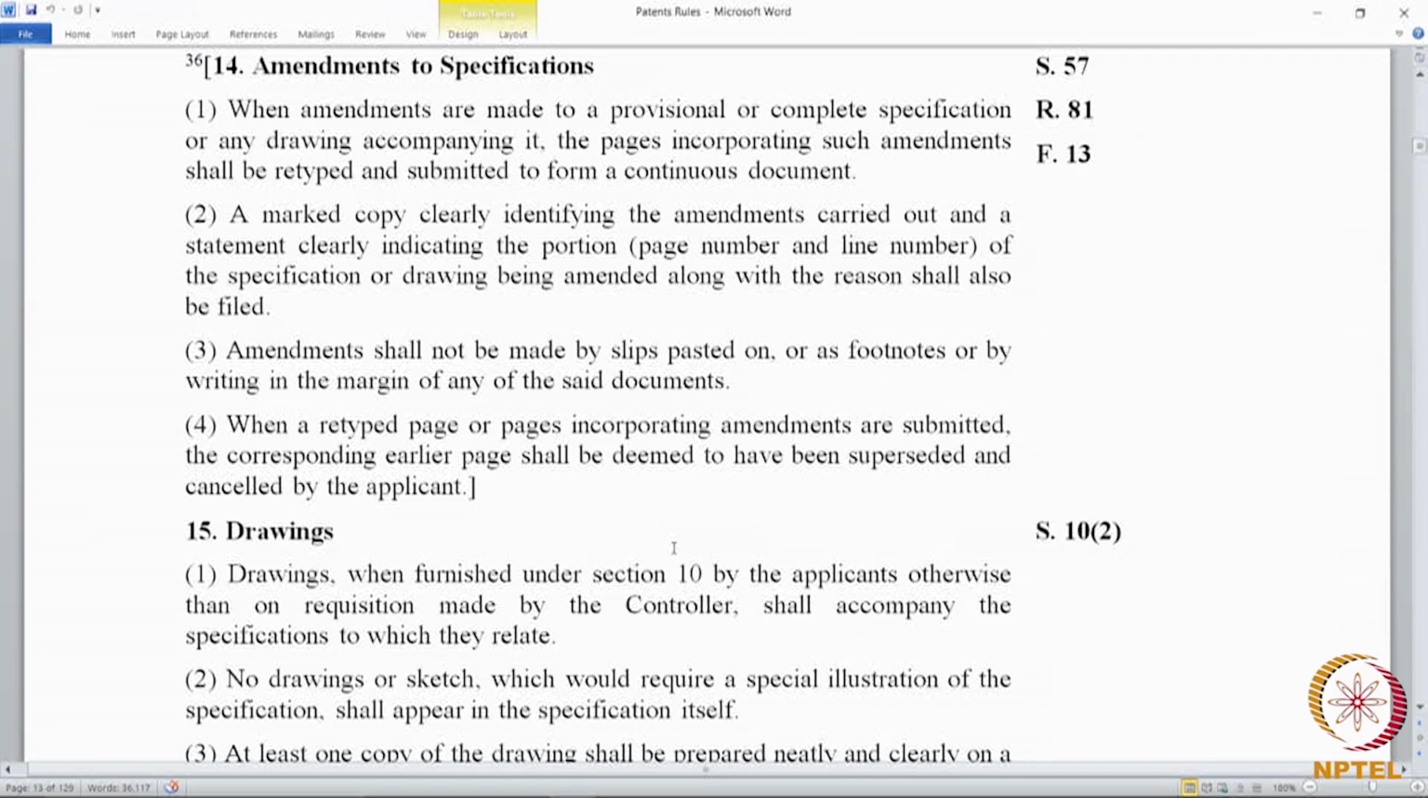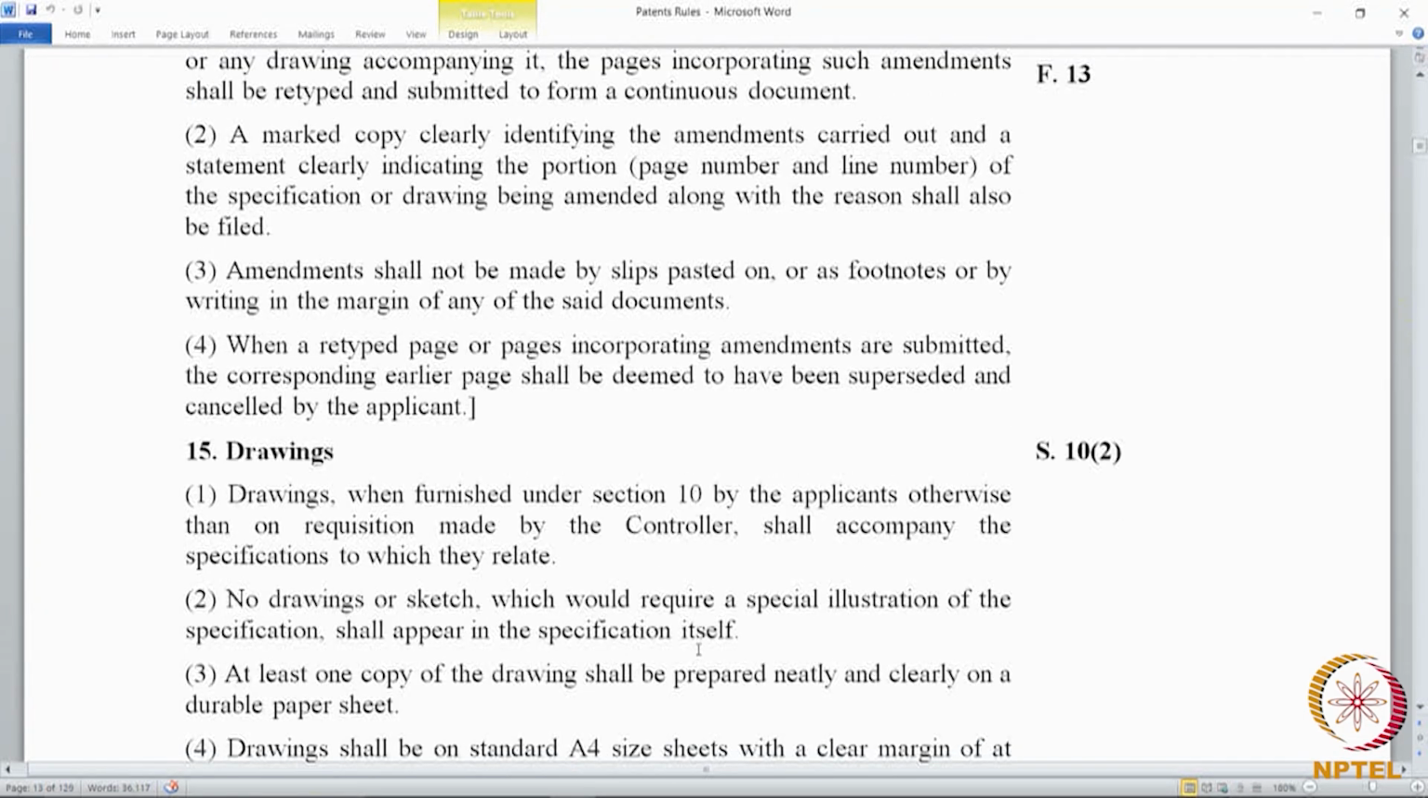14.3 amendment shall not be made by slips pasted on or as footnotes or by writing in the margin of any of the said documents. So, the amendments have to be incorporated into the text. 14.4 where a retyped page or pages incorporating amendments are submitted, the corresponding earlier page shall be deemed to have been superseded by and cancelled by the applicant. This is just mere substitution of pages so that the amended page becomes numbered as the part of the original pagination. That becomes the relevant pagination.